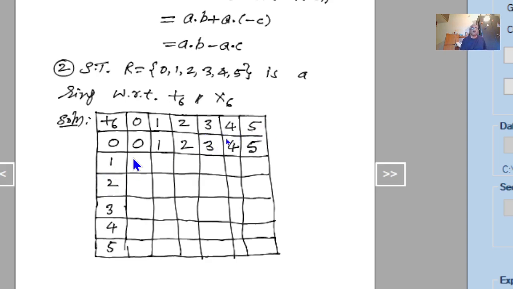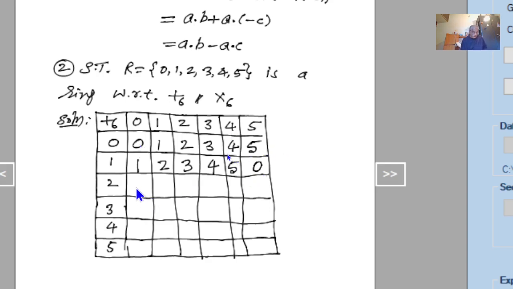And coming to this one, 1 plus 0 is 1, remainder is 1. 1 plus 1 is 2, remainder is 2. 1 plus 2 is 3, remainder is 3. 1 plus 3 is 4, remainder is 4. 1 plus 4 is 5, remainder is 5. 1 plus 5 is 6, so we are dividing this by 6, getting the remainder 0.